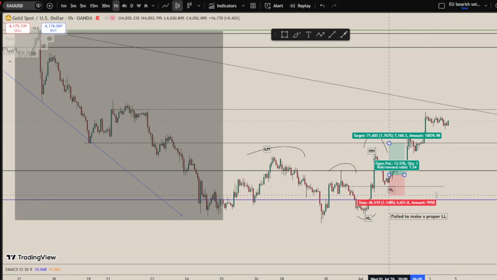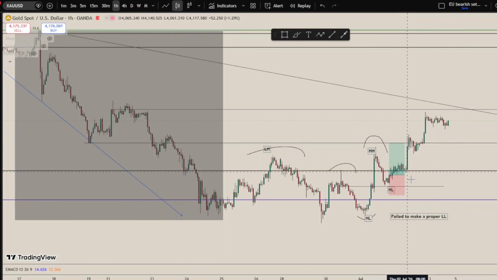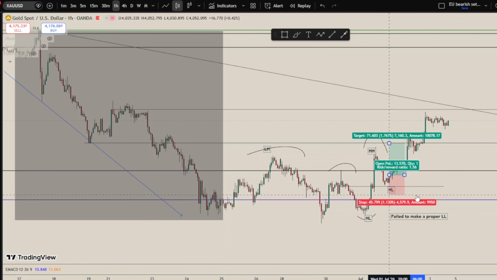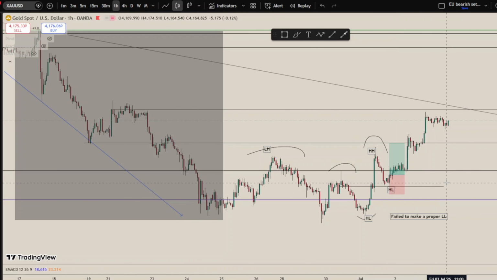Once the price started closing candles above this level, like the one here, I took my stop loss to this level. So that was the trade. That was a clean trade I took last week.